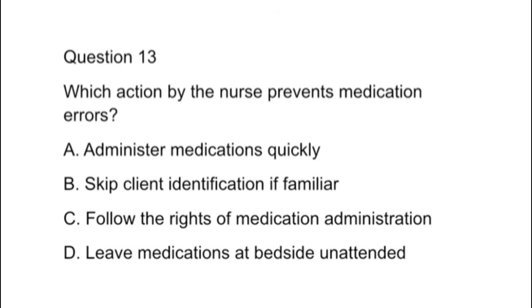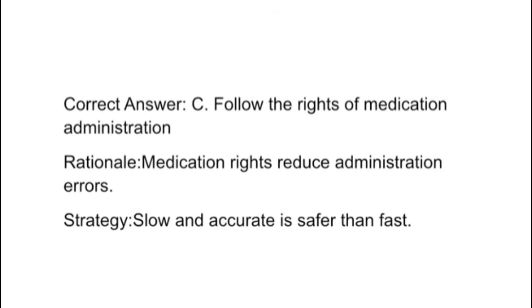Question 13. Which action by the nurse prevents medication errors? A. Administer medications quickly. B. Skip client identification if familiar. C. Follow the rights of medication administration. D. Leave medications at bedside unattended. Correct answer, C. Follow the rights of medication administration. Rationale: Medication rights reduce administration errors. Strategy: Slow and accurate is safer than fast.